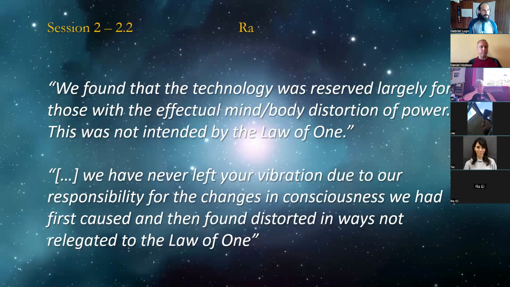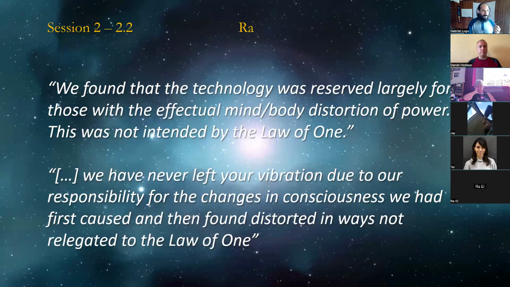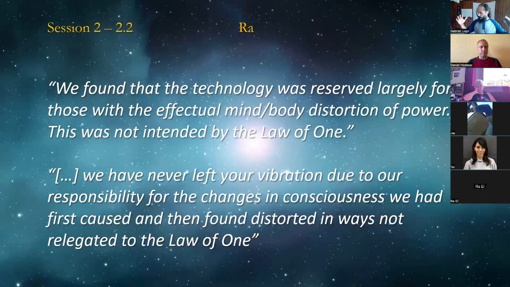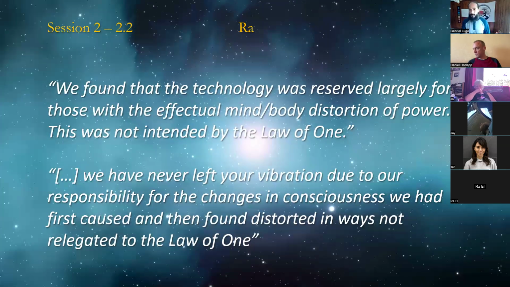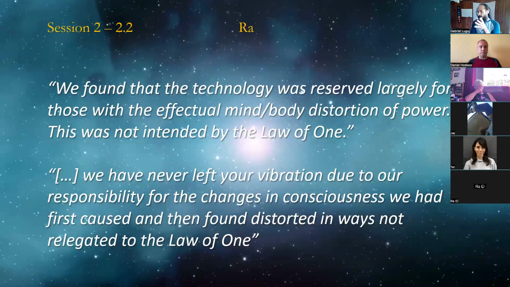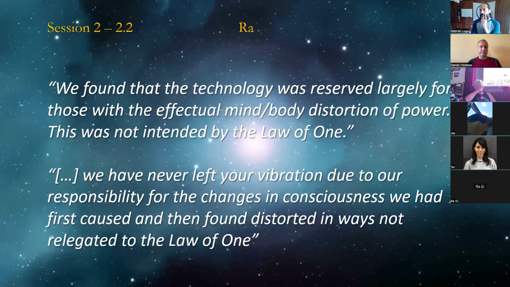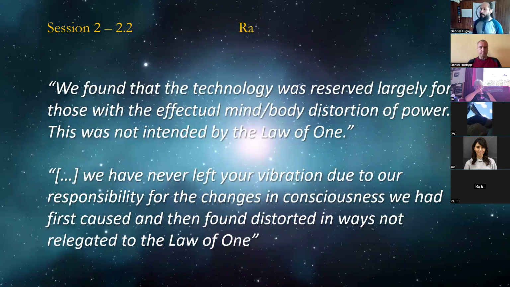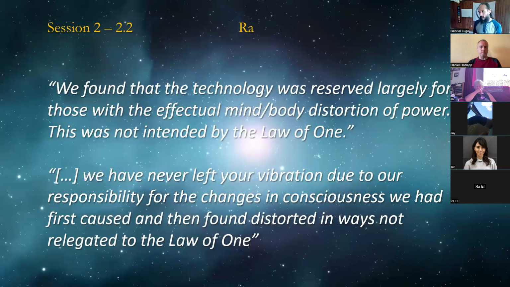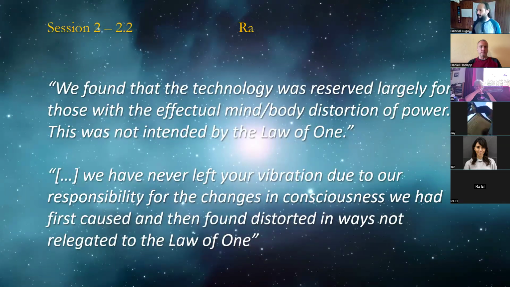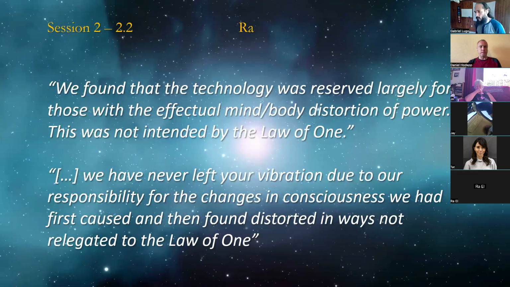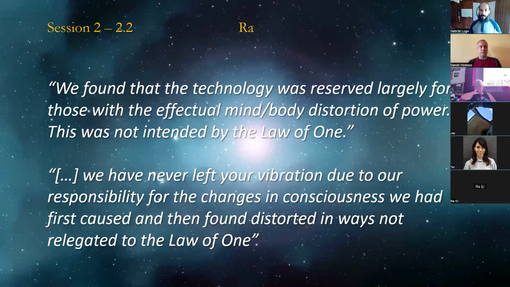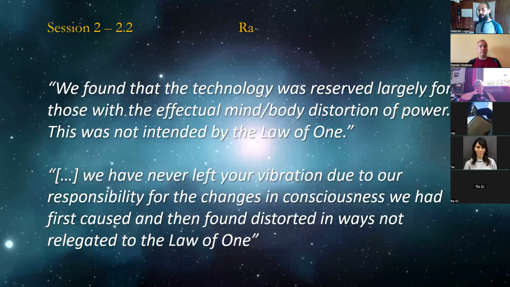There's more to this answer, but keep in mind the use of crystal. That was part of the pyramid. They used not only the chambers, but the healer with a crystal. So finishing this question, Ra says, we found that the technology was reserved largely for those with the effectual mind-body distortion of power. It's interesting that they didn't say mind-body-spirit. So they had the mind-body distortion of power. This was not intended by the Law of One. This is, of course, the priest caste and the hierarchies that develop after that.